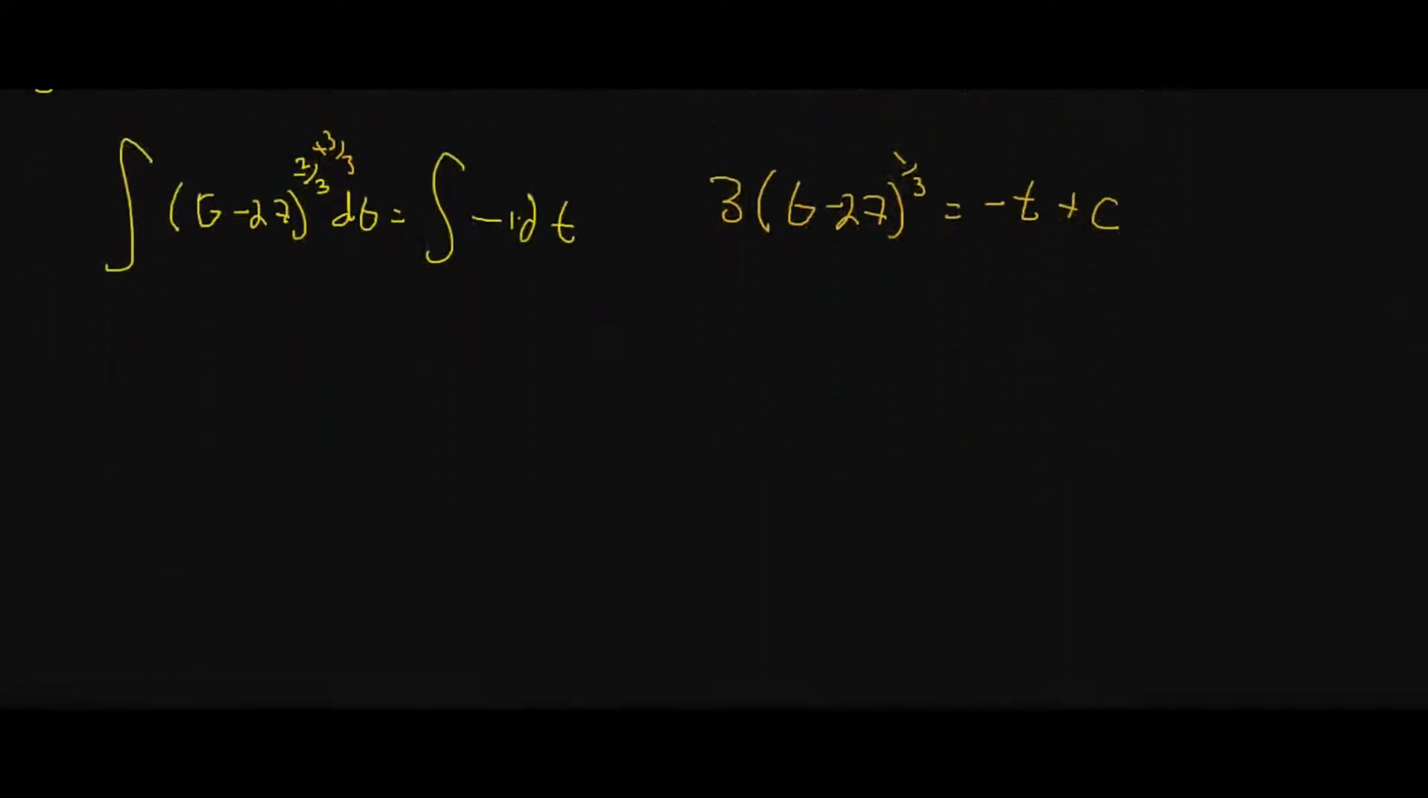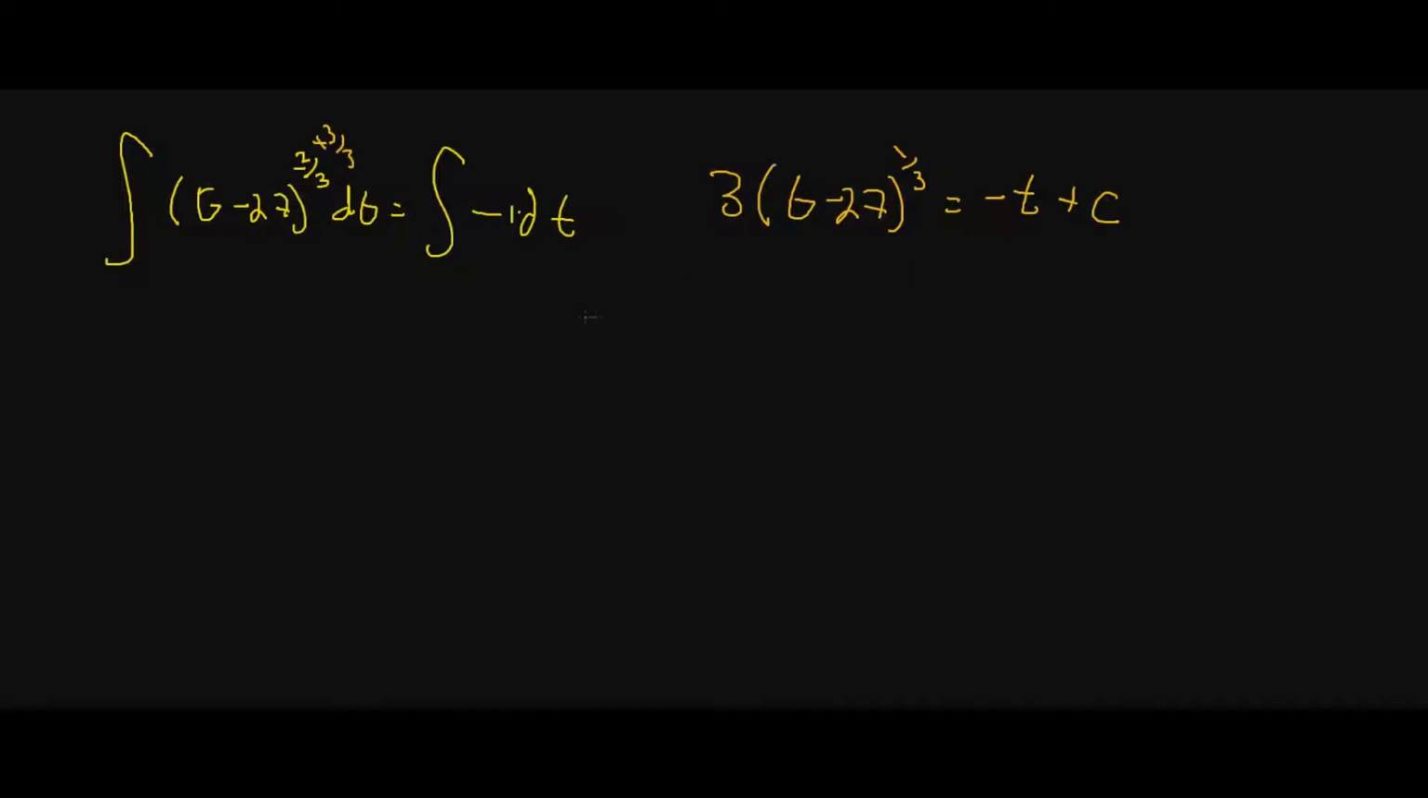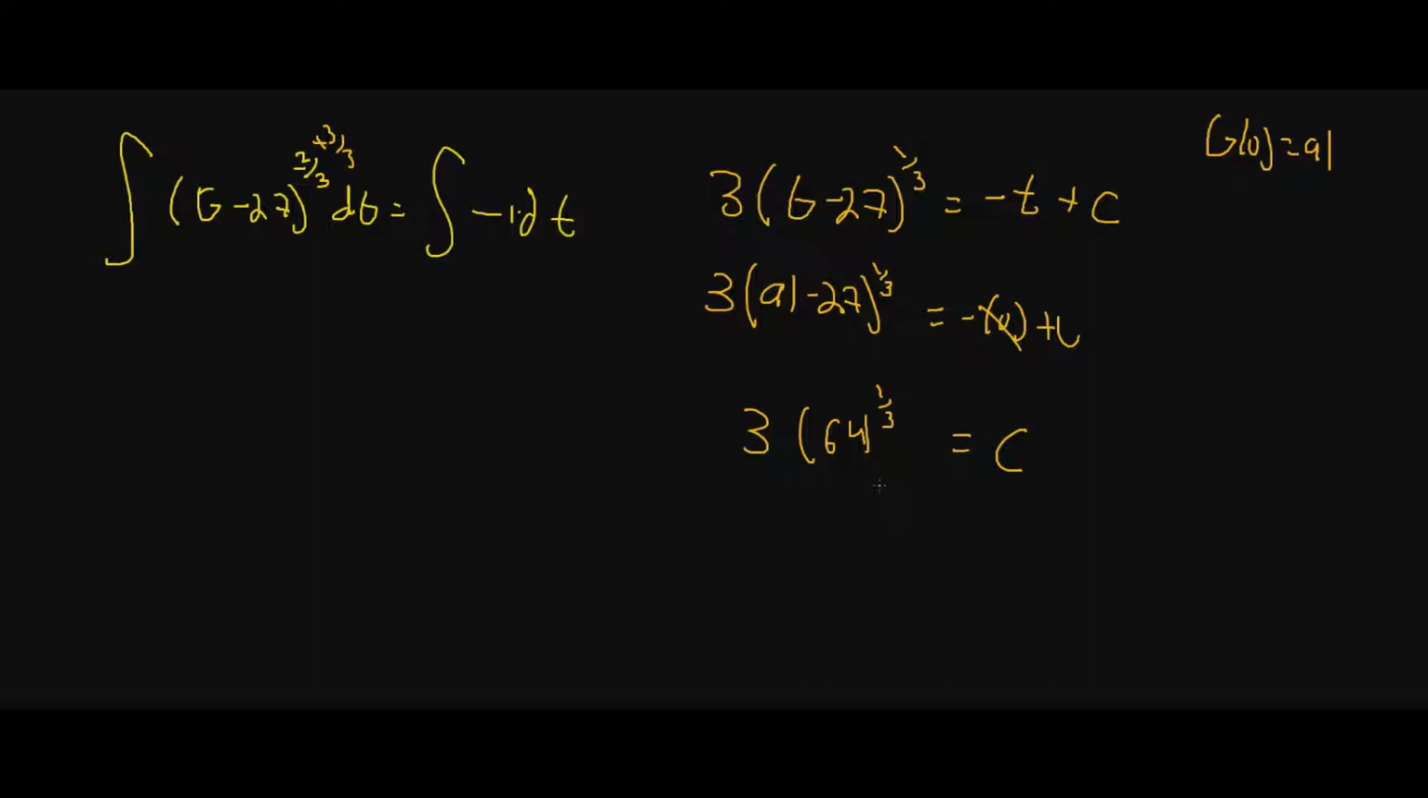Now we're in business to go ahead and find our original function. I'm just going to write it from the problem up above: g of 0 equals 91, right? It's 91. Good. Let's plug in 0 for t, so we get negative 0 plus c. Plug in 91: 3 times (91 minus 27) to the 1/3. This is equal to c. This is 3 times (91 minus 27, which is 64) to the 1/3. Now, if you don't know how to do this, leave it like that, but don't give up.